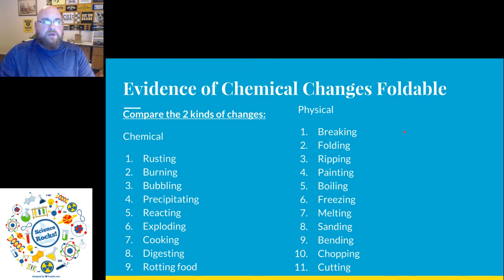Some examples for chemical would be things like rusting, burning, and bubbling. But physical is anything that usually changes the size or state of matter of an object. So breaking, cutting, chopping, boiling, freezing, and melting are all physical changes to a substance.